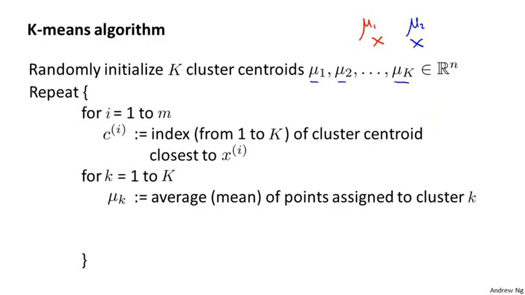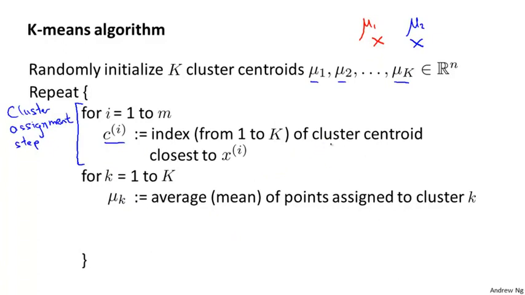Then the inner loop of k-means does the following. We're going to repeatedly do the following. First, for each of my training examples, I'm going to set this variable ci to be the index, 1 through k, of the cluster centroid closest to xi. This was my cluster assignment step, where we took each of my examples and colored it either red or blue depending on which cluster centroid it was closest to. So ci is a number from 1 to k that tells us: is it closer to the red cross or is it closer to the blue cross?